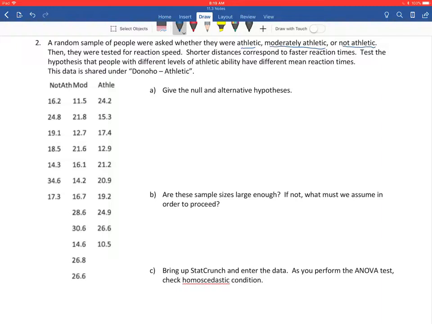Okay, so this data is shared under Donahoe Athletic. If you want to pull that up, I'm going to do that here in just a minute, but first I'm going to get it set up. So first I want to write the null and the alternate hypotheses. The null is the same for any of these. I'm going to label them: the mean of the not athletic is the same as the mean of the moderately athletic, which is the same as the mean of the athletic.